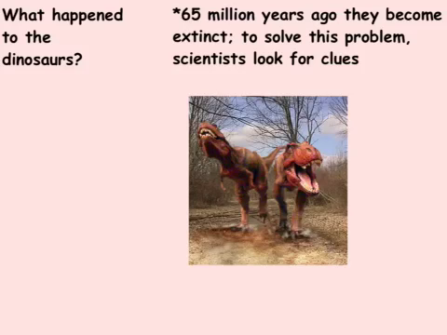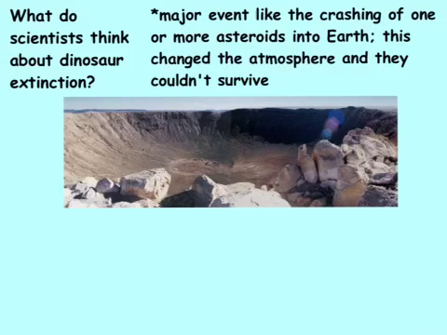To solve this problem of what happened to the dinosaurs, since we weren't here then, scientists look for clues. So what do scientists think about the dinosaur extinction? We have a pretty good idea that a major event, like the crashing of one or more asteroids into the Earth, is what actually caused the dinosaur extinction. This changed the atmosphere, and the dinosaurs couldn't survive.